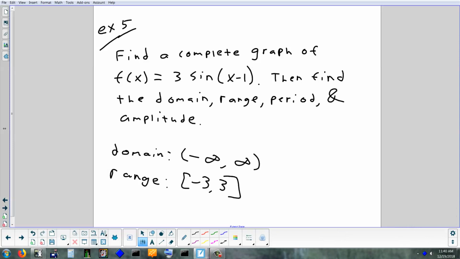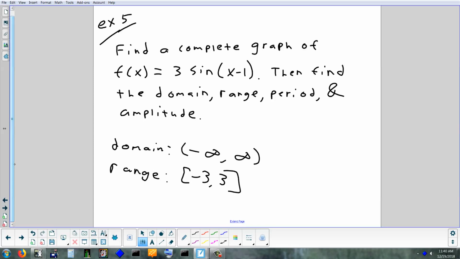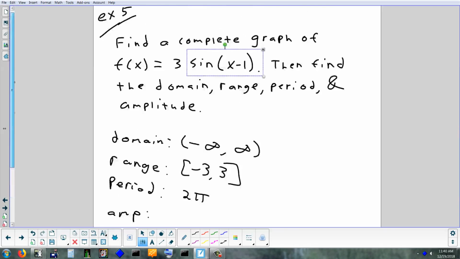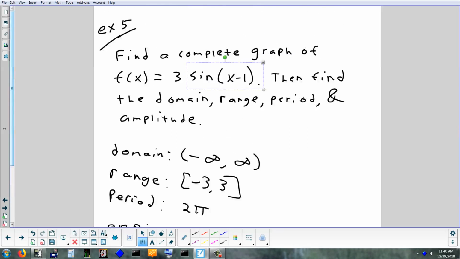That's kind of helpful because now when I set my window on my calculator, I have to make sure it's at least that big. If I go smaller, I'm going to cut it off. Period. There's been no change to the period at all. So the period is 2 pi, which means if I want to see one cycle on the screen, I've got to set it 2 pi units wide. And amplitude. Okay, what's the amplitude? 3.